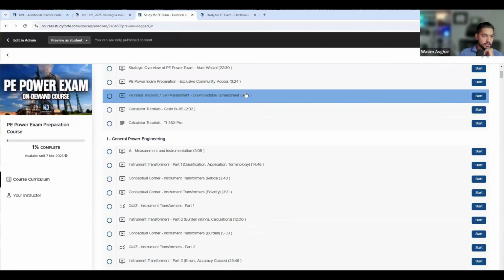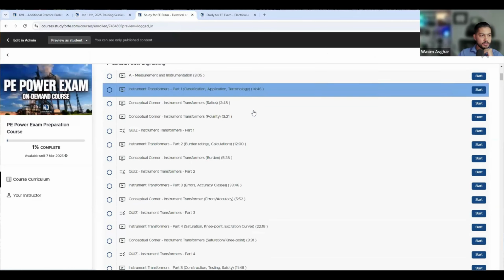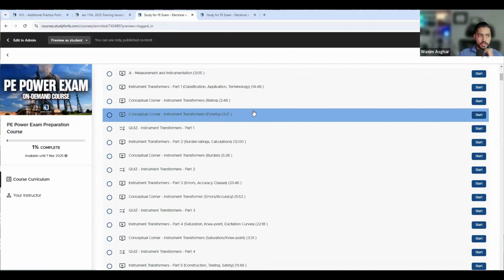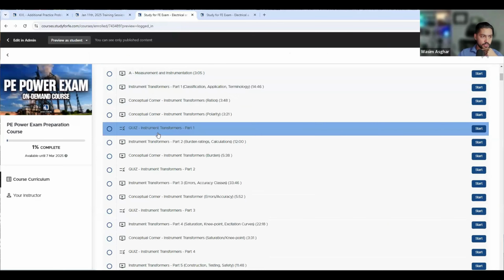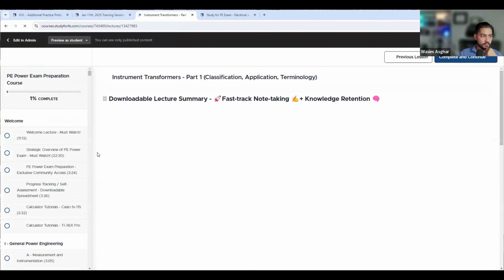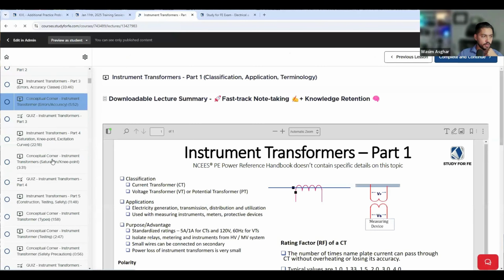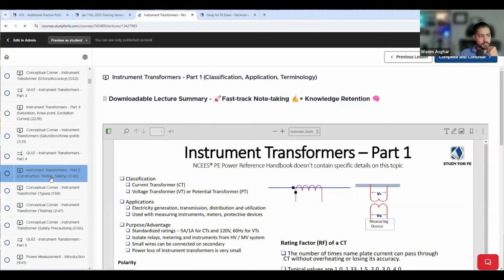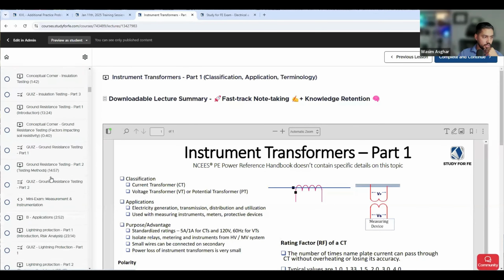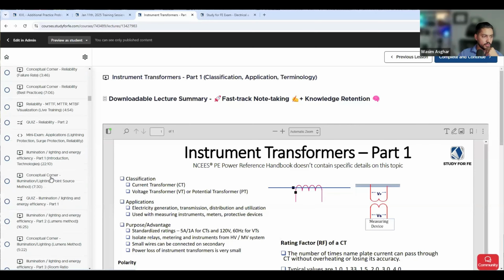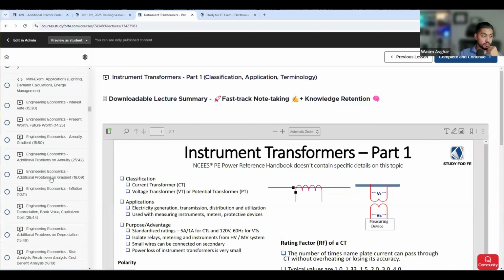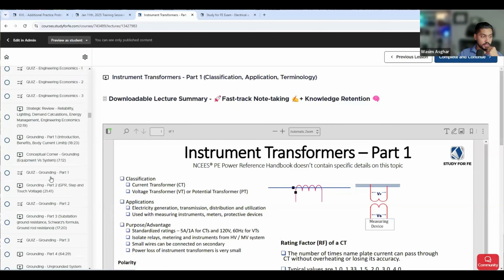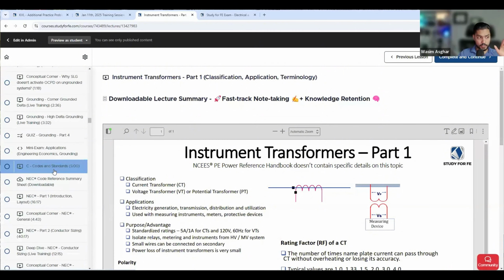As far as the PE Power program is concerned, let me just quickly show you. Remember I told you about the instrument transformers, that they are not even mentioned in the reference handbook. So when you check this out, part 1, instrument transformers, conceptual corner, quizzes, okay? And then you have part 2, part 3, part 4, part 5, detailed explanations, multiple quizzes, and so on, okay? Check out the codes and standards section if you haven't already started your preparation. As I mentioned earlier, about 15 to 20% of the exam is contained there. So this is section number 1, by the way, on the left-hand side.